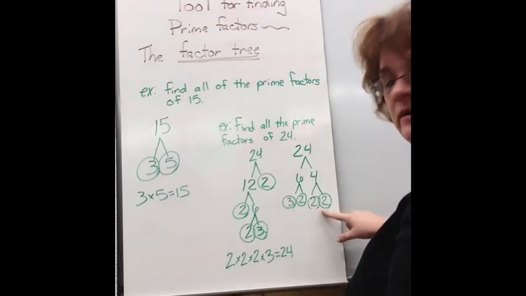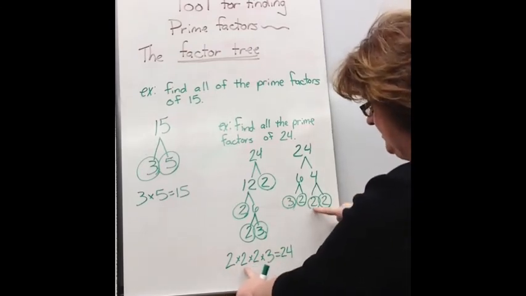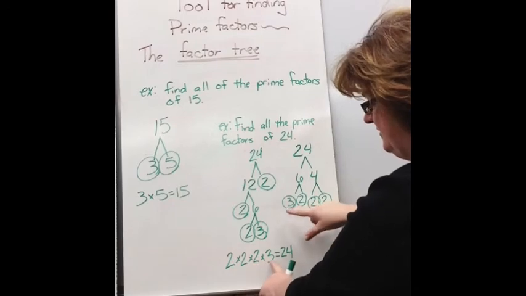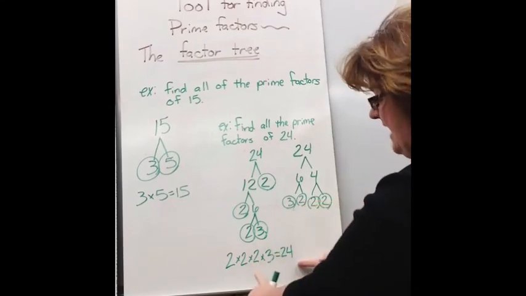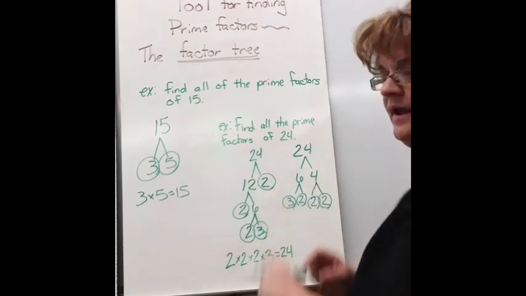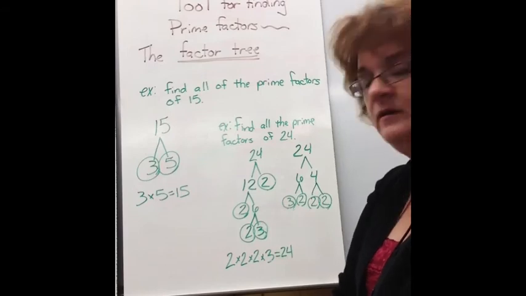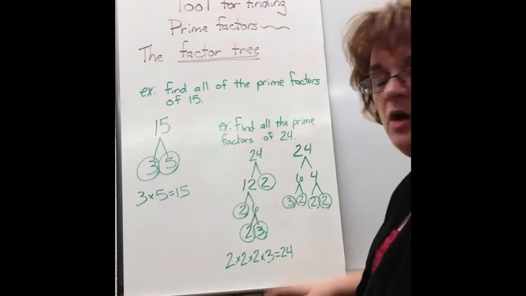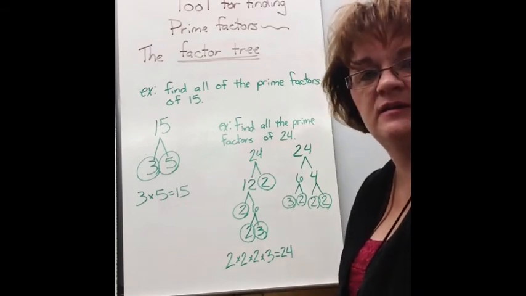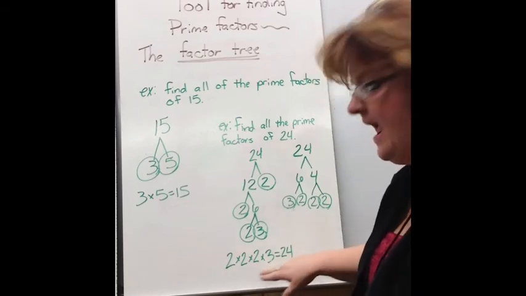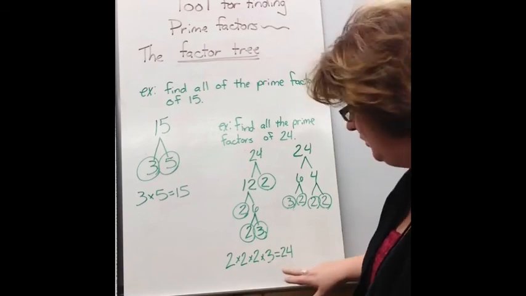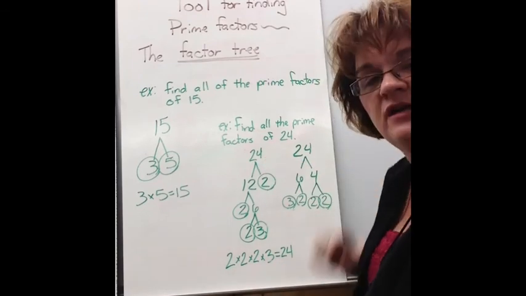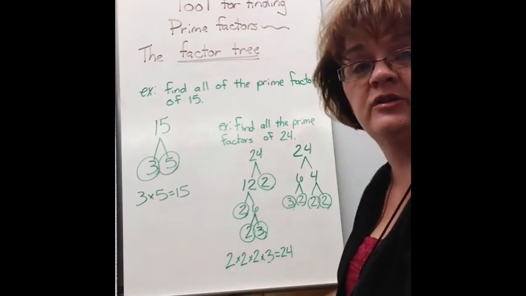Look what I have now. 2 times 2 times 2 times 3. Same number sentence, 2 different ways of doing the problem. Okay? So it doesn't matter how you break the number down, you will always end up with the same number sentence at the end. All of these are prime numbers, and if you multiply them by each other, you will always get this number that you started with. Now it's your turn to practice.